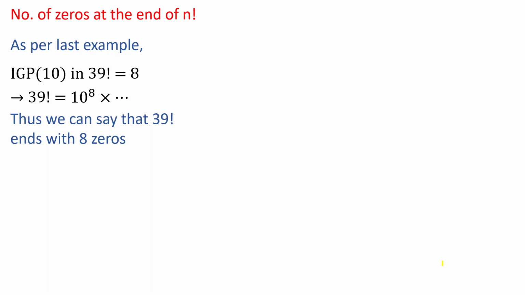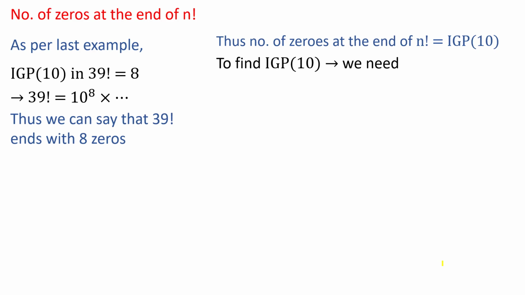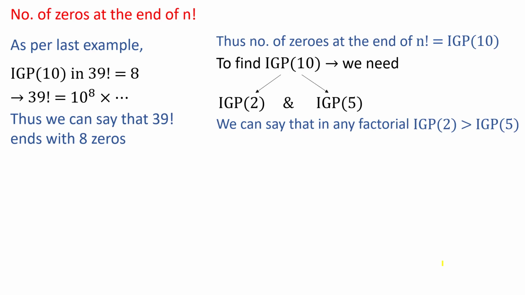Okay everyone, so now let's try to generalize this concept. Thus we can say that the number of zeros at the end of n factorial is going to be IGP of 10. So to find IGP of 10 in a factorial, what we need? We need IGP of 2 and IGP of 5. Now we can say that in every factorial, IGP of 2 is going to be greater than IGP of 5, because 2 comes in every alternate term and 5 comes after every 4 terms. So in any factorial, IGP of 2 is always going to be greater than IGP of 5.